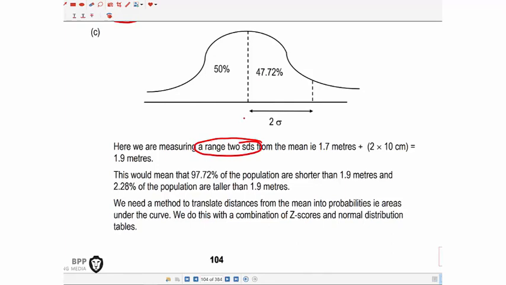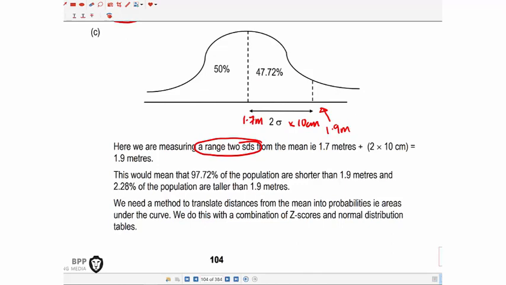Yep, so it's helpful to start by just plotting your information on. So the mean is 1.7 metres. A standard deviation is 10 centimetres. So now we're looking at a height of 1.9 metres, and we want to be able to interpret the percentage of the UK population who are shorter than 1.9 metres and the percentage that are taller than 1.9 metres. Okay, pause the recording and see if you can interpret the data from the tables.